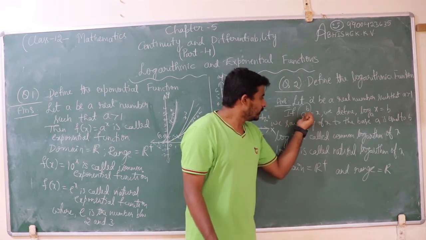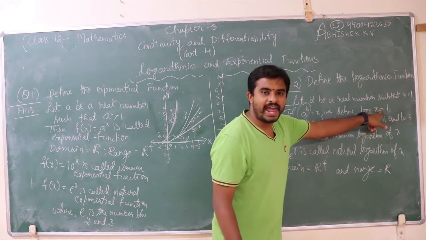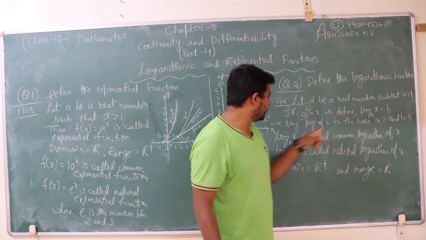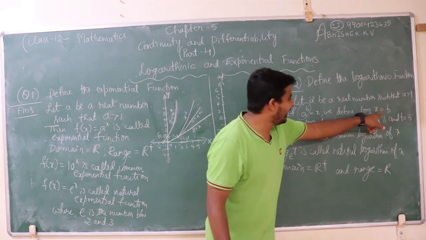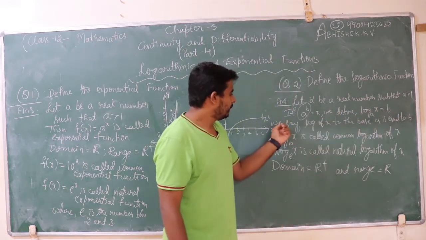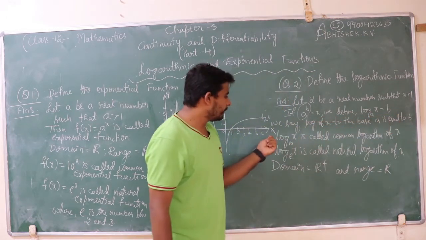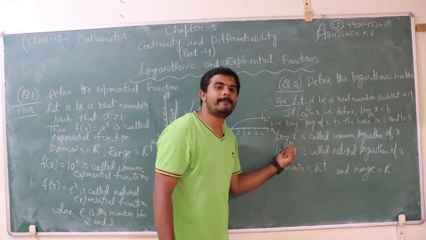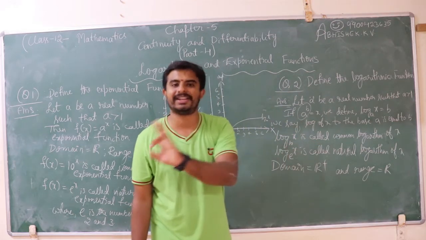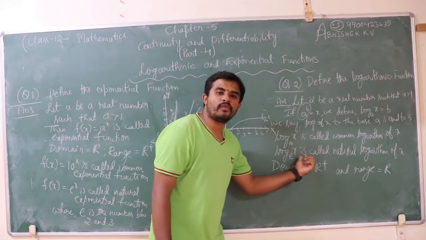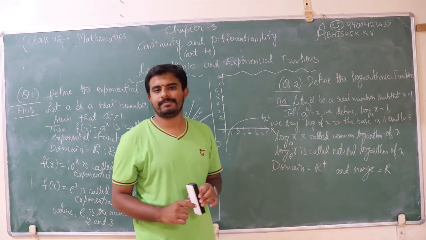If a to the power of b is equal to x, we denote log of x to the base a. See, we say log of x to the base a is equal to b. Log of x to the base 10 is called the common logarithmic function. Log of x to the base e is called the natural logarithm of x.